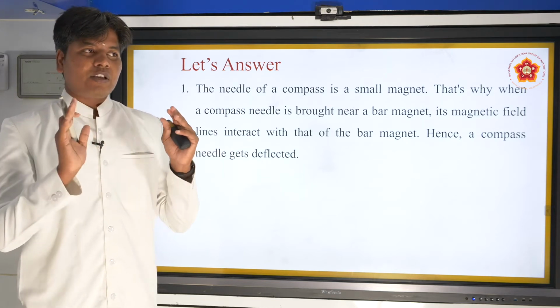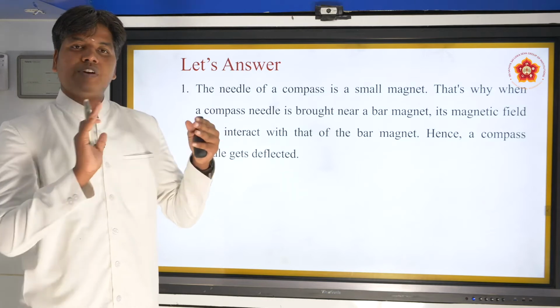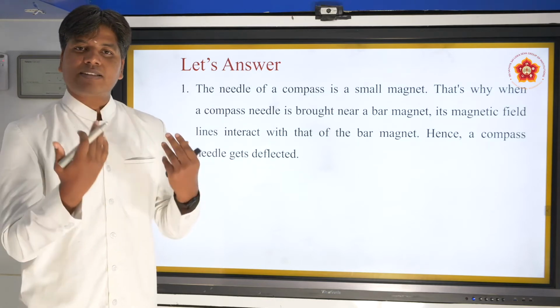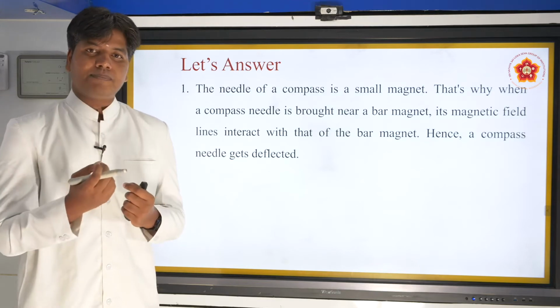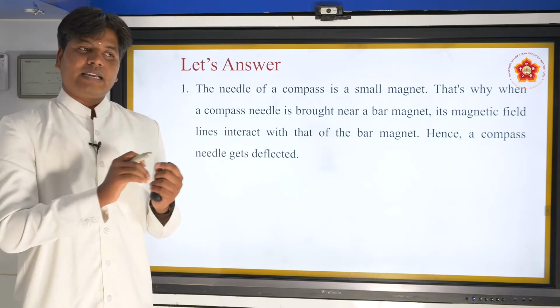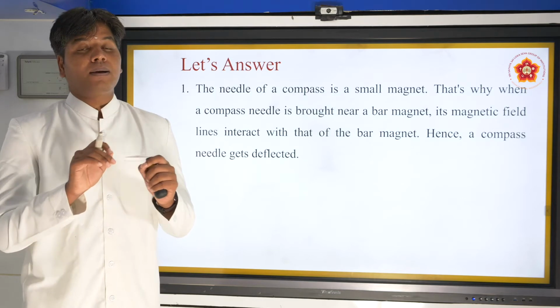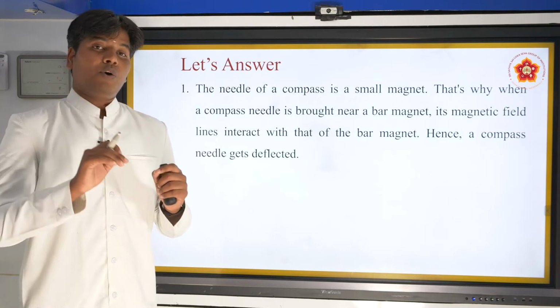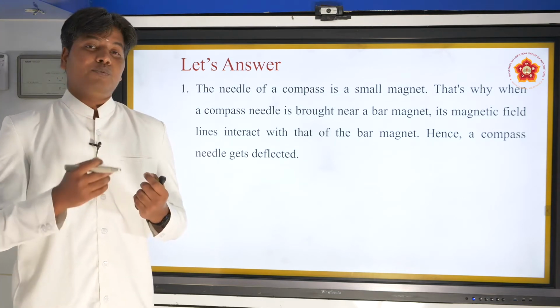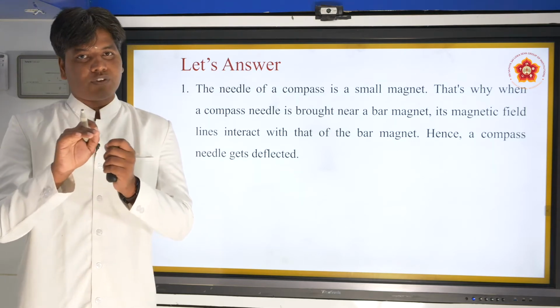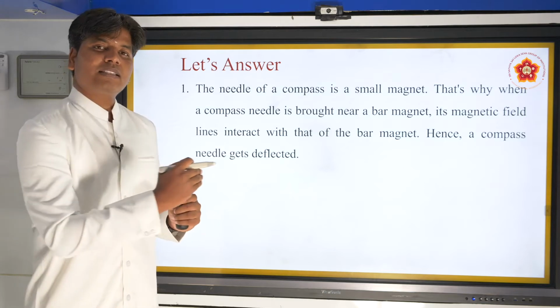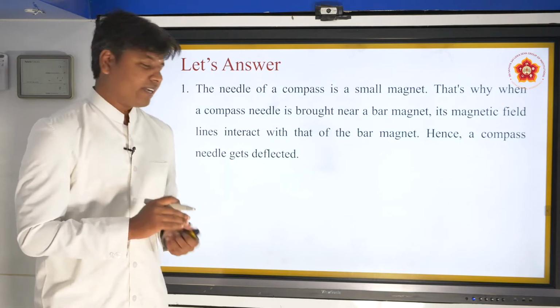It is like a flag in a moving wind. The flag gets deflected, right? In the same way, the magnetic needle of the compass gets deflected in the magnetic field lines of the bar magnet. Why it happens, in what direction it goes, and why it goes in the direction of the north pole, we'll discuss later in this chapter. Alright.